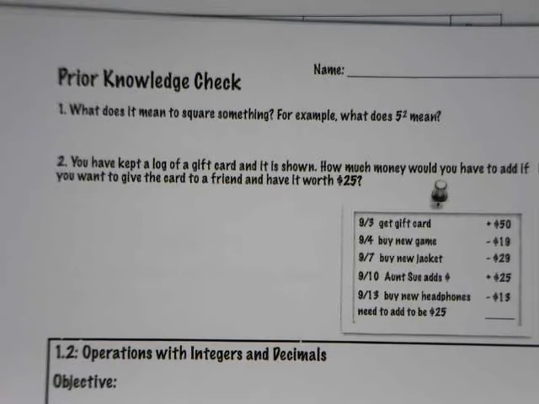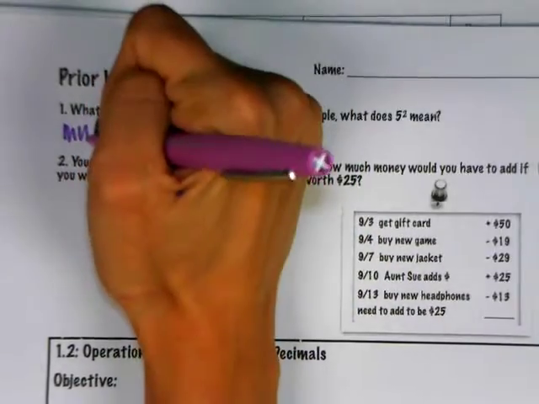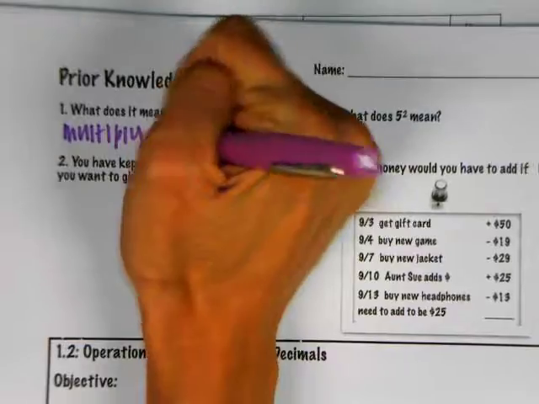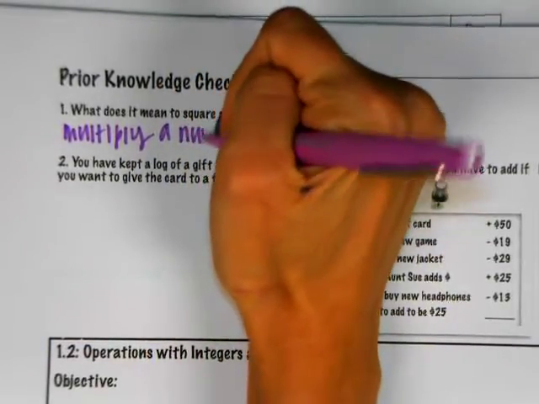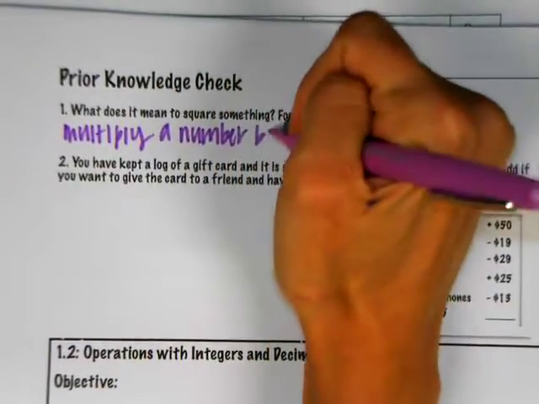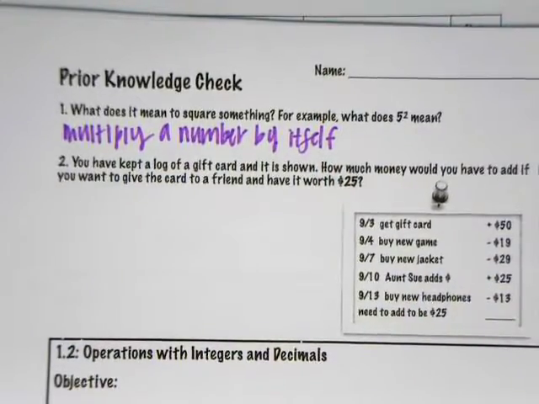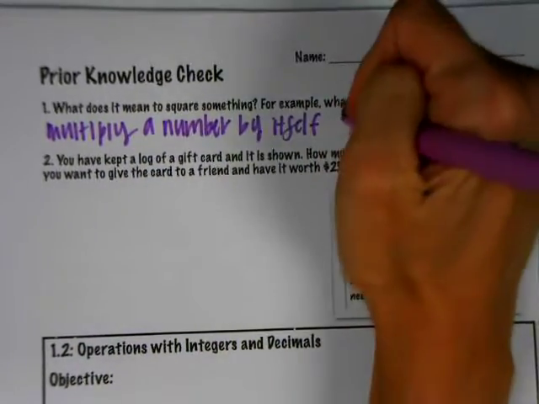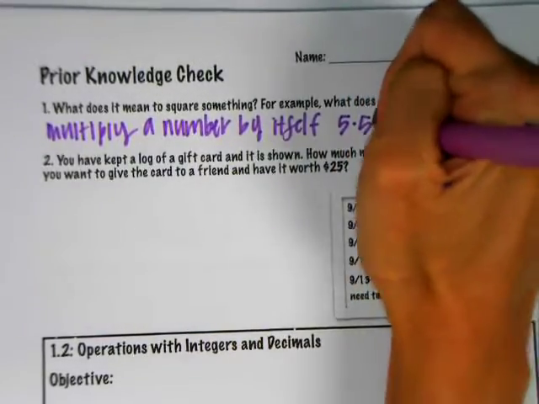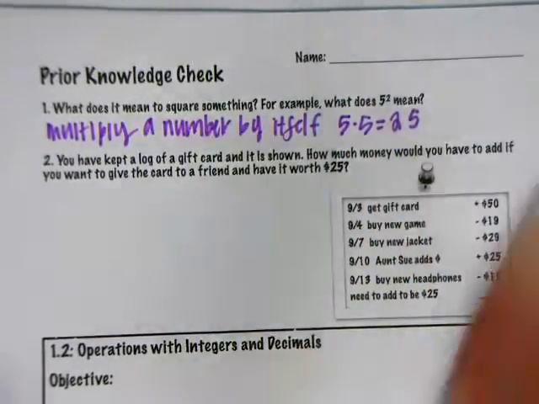Okay, so for the warm-up, what does it mean to square something? For example, what does 5 squared mean? Does anybody want to explain what squared means? Sure. Exactly, yep. So, squared, when you multiply a number by itself. Good. So then 5 squared, you just multiply 5 times itself, so what would that be? 25. Good. Yep.